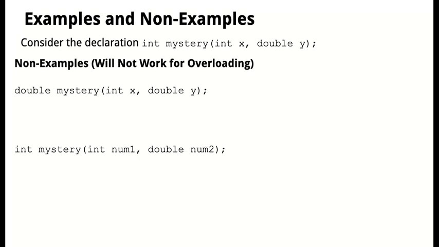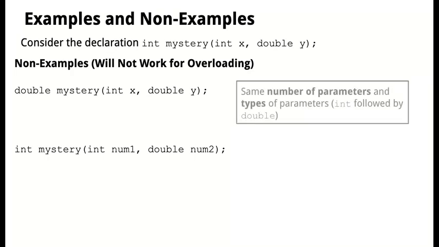Now let's look at some non-examples based on that same declaration. So keep in mind the parameter list is an int followed by a double. And in this first example, we have, again, an int followed by a double. So simply changing the return type to double will not allow us to overload that mystery function. Again, we have the same number of parameters, and each parameter is of the same type, an int followed by a double. So this first one will not work for overloading.